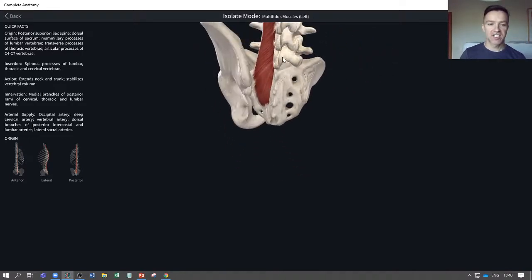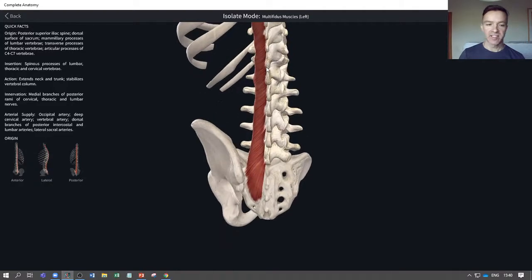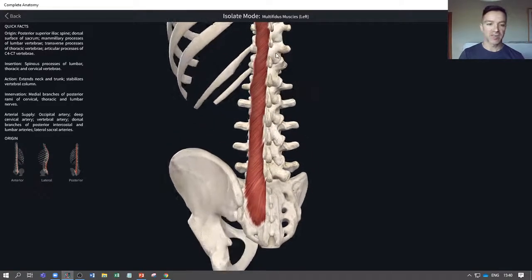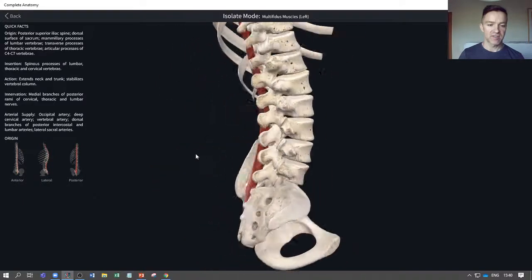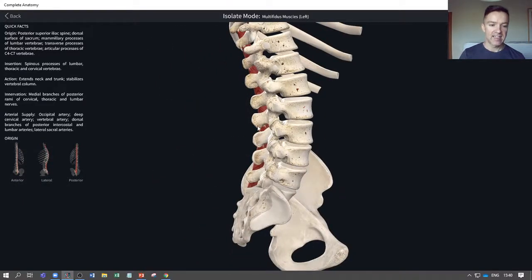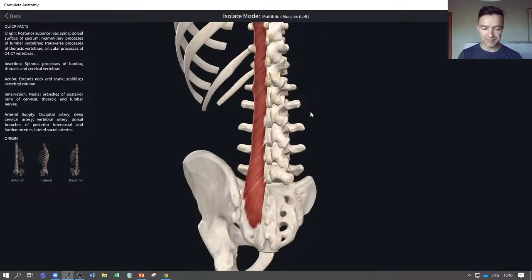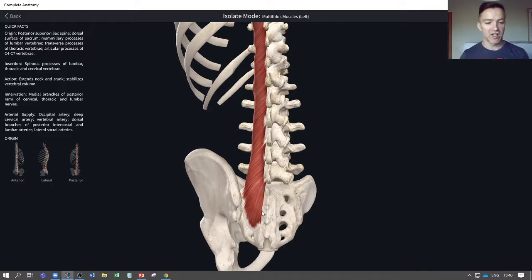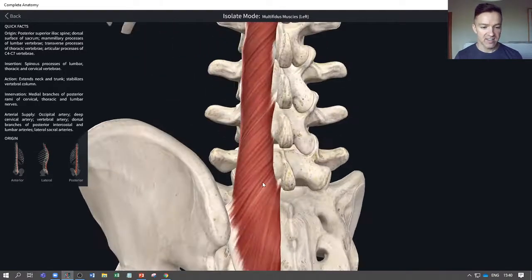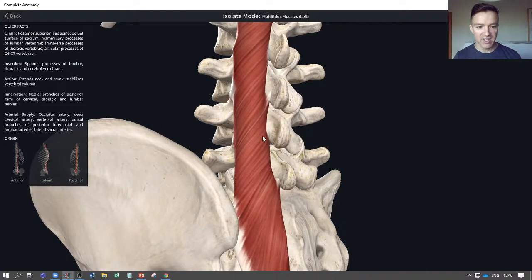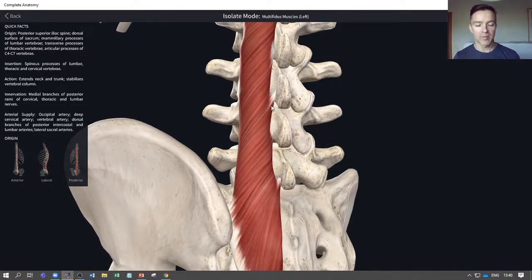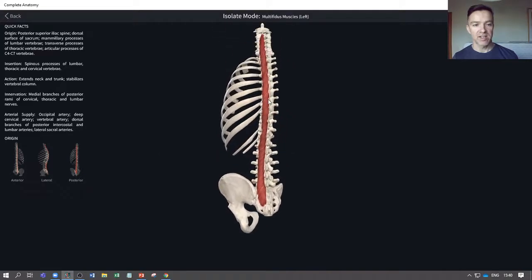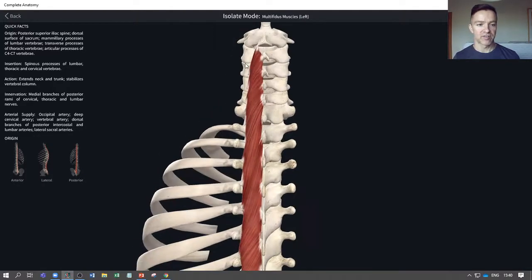It inserts onto the spinous process of each vertebrae. So the spinous process, if we look at the vertebrae from the side here, is this bony bit that sticks out at the back of each and every vertebrae. So the multifidus muscle originates down here and then it inserts. We can see there that little insertion. We can see another one there, all the way up onto every single vertebrae, all the way up to the cervical vertebrae at the top.